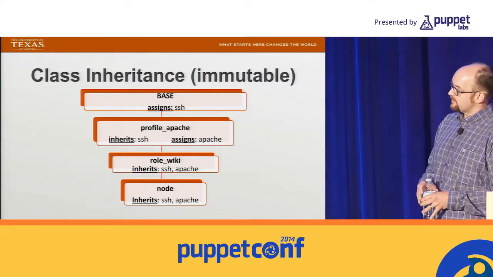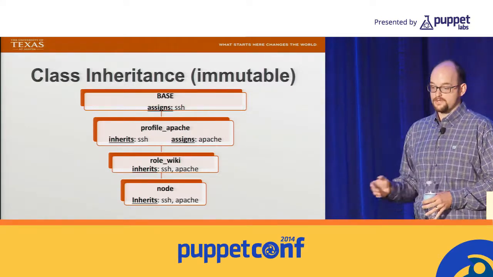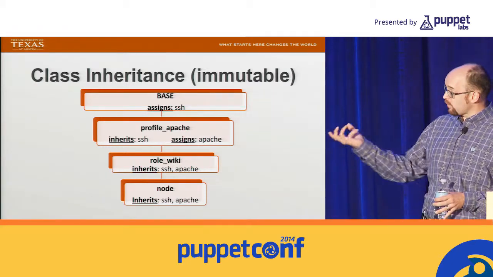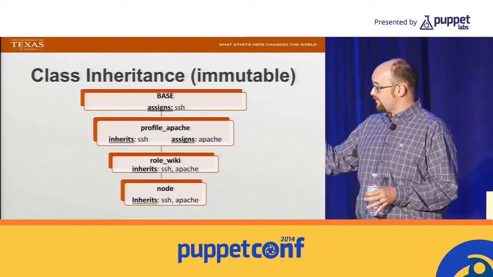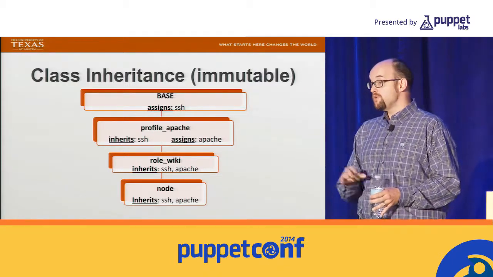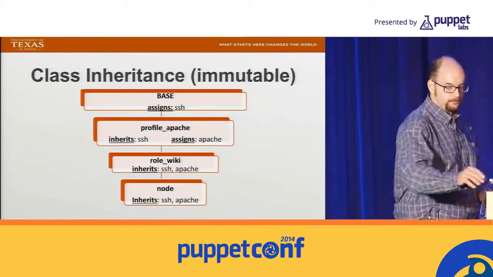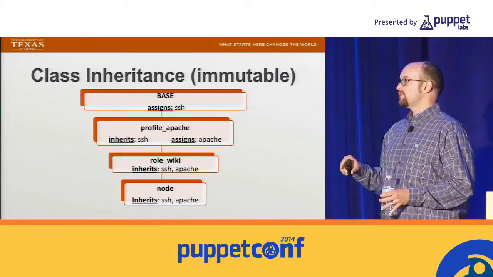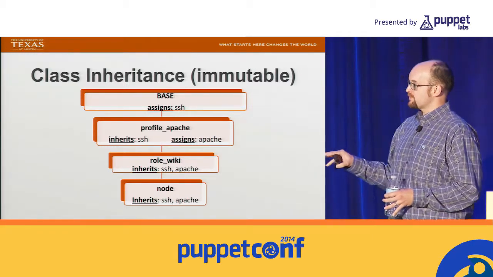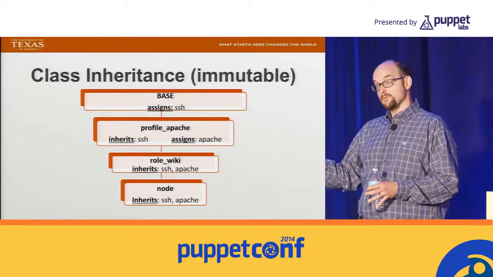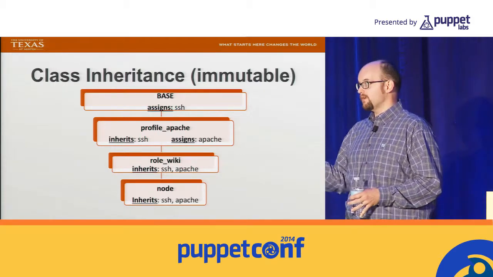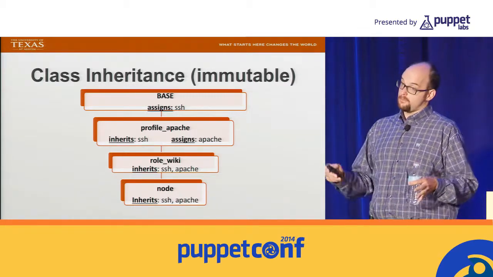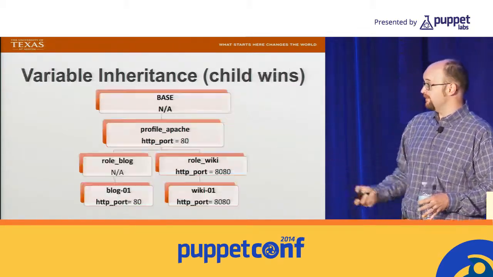What I show here is that if the base assigns SSH, the profile Apache can add Apache, and then the wiki role will inherit both of those and assign it to the node, but you can never take away SSH. So it's a way of controlling your configurations by the way that you code these variables, because that class will be assigned downstream, which can be good or bad. So you've got to be careful about what you assign at a high level.